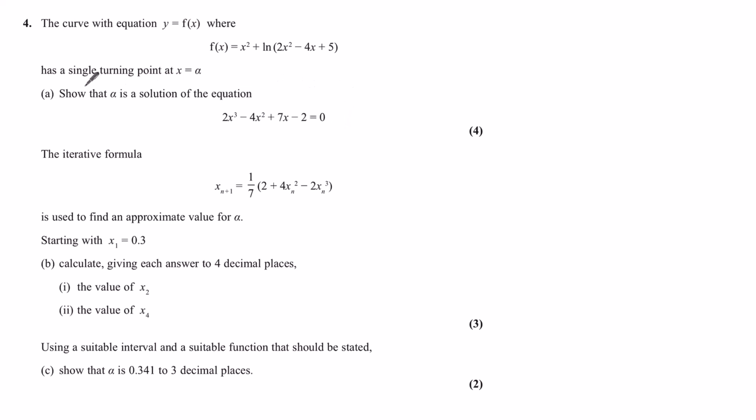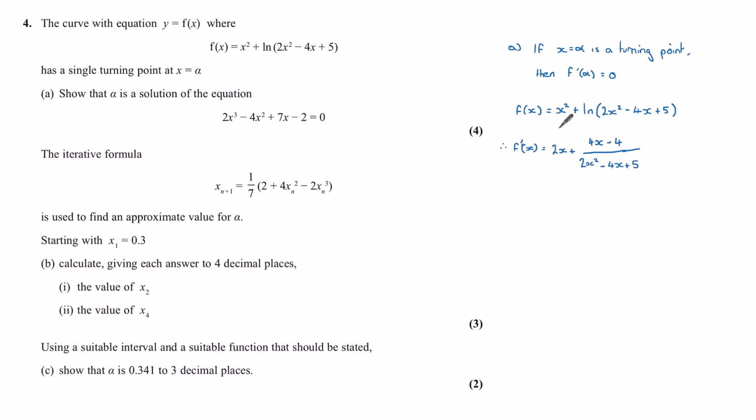It says we have a single turning point on our curve with equation f of x. We know that with a turning point, the gradient at said point is 0, which means if we were to differentiate this f of x to find our gradient function, then we can put it equal to 0 at our turning point alpha. So if x is equal to alpha as a turning point, then f dash alpha will equal 0. So we have our f of x, x squared plus ln of (2x squared minus 4x plus 5). So let's find f dash x by differentiating.